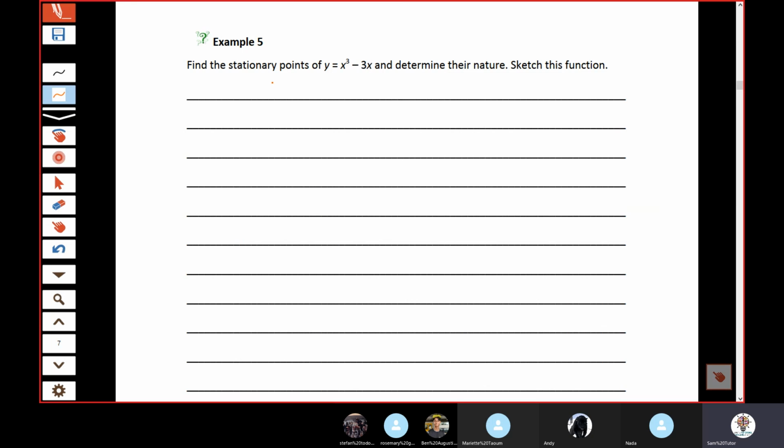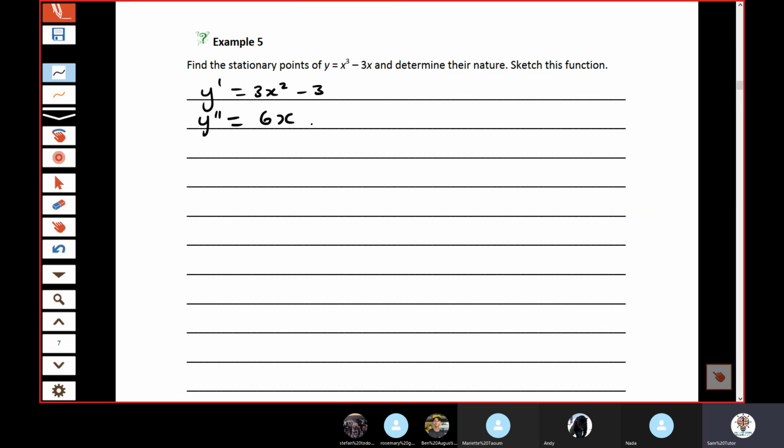Let's go. Y dash, stationary points. Okay, here we go. First step, y dash equals 3x squared, take away 3. Second step, y double dash equals 6x. Easy? Easy way to start.